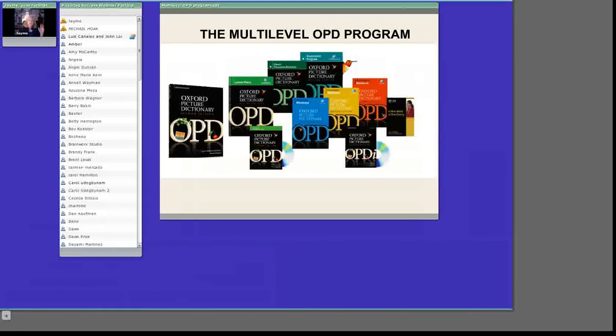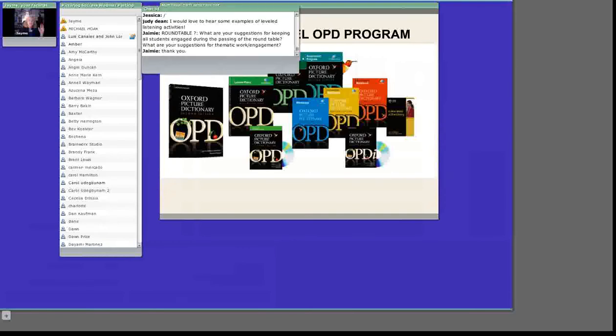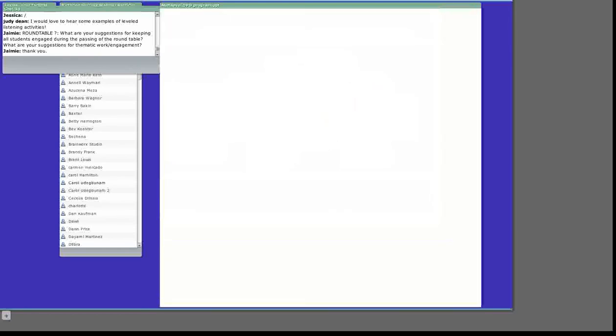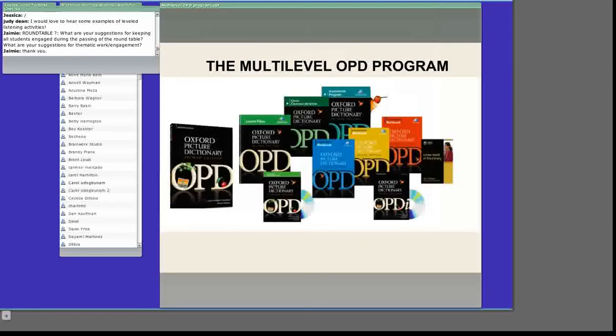And I wanted to help you understand how the OPD program supports multi-level instruction. And I know I've been throwing these names around, but now you'll be able to see the actual books that are part of our program as well as the technology. And Leanne, all of these materials are coming from what you're about to see. Hopefully it will load up relatively soon. Here we go.